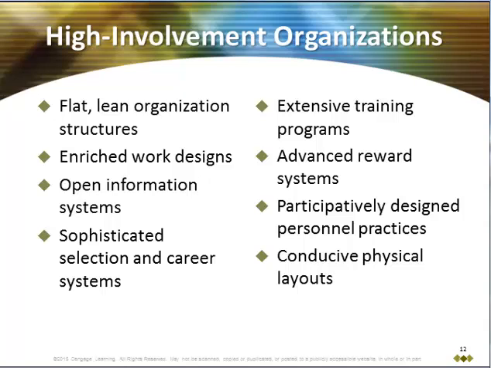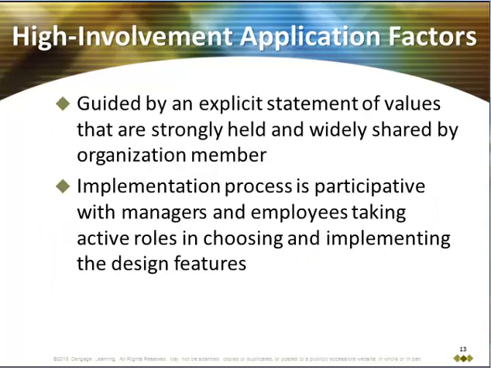Open information systems means that information flows throughout the organization. Sophisticated selection and career systems means that you can find something that you want. It's sophisticated enough that it gives you what you want, it pays well, and you see a future for yourself in the place. Training programs, probably pretty straightforward. You've got to train the people to be highly involved, as I mentioned earlier. Same thing with the reward systems. And then participatively designed personnel practices. So you're building an HR program and personnel practices that cause employees to be involved. And then a physical layout where people actually have easy access to one another. So there's some things about high involvement organizations.